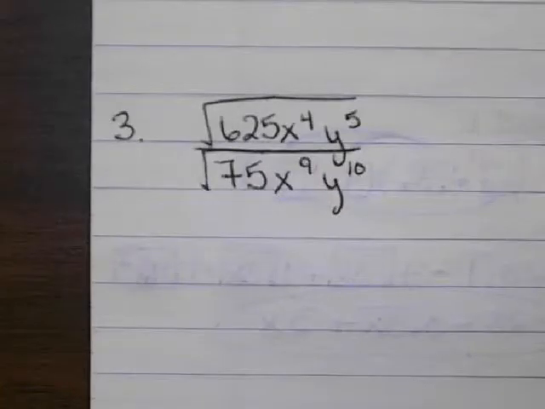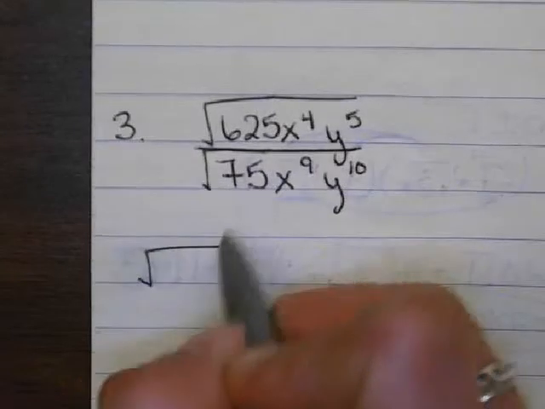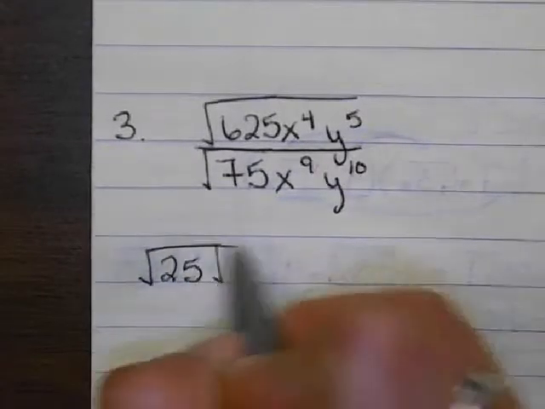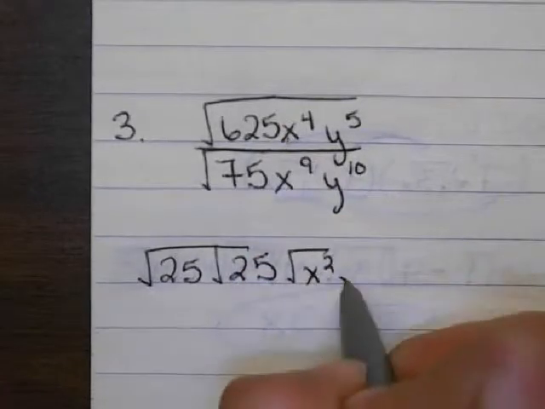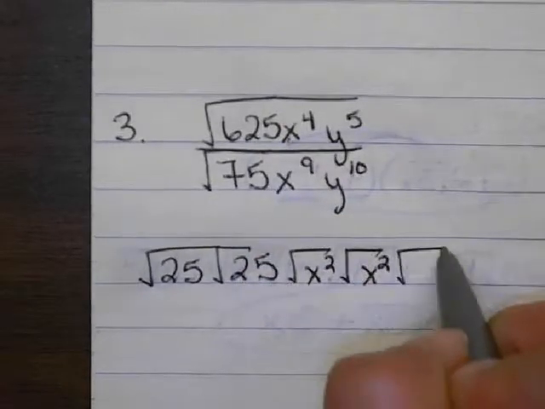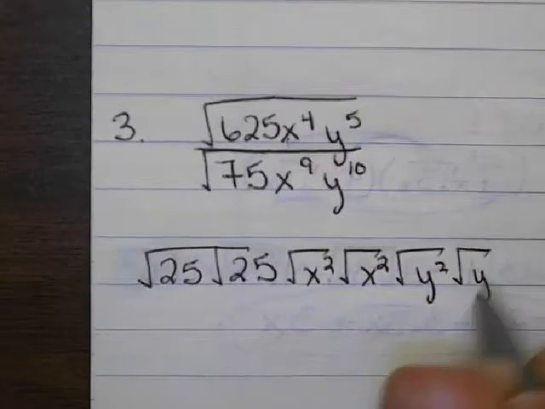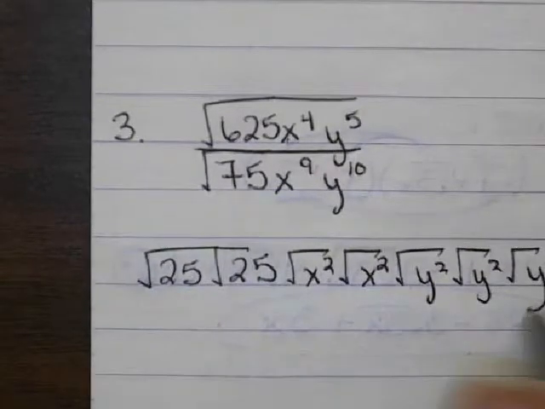Number 3. We got radical 625 x to the 4th, y to the 5th, over radical 75 x to the 9th, and y to the 10th. And again, we're just going to break this down as much as possible. Preferably, you use perfect squares if possible. So 625 has a perfect square of 25. So 625 is just 25 and 25. X to the 4th can be broken into x squared and x squared. And y to the 5th will be y squared, and y.